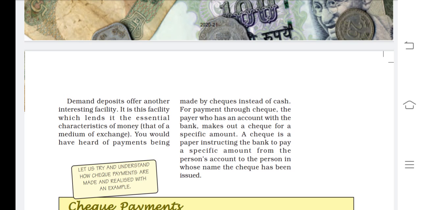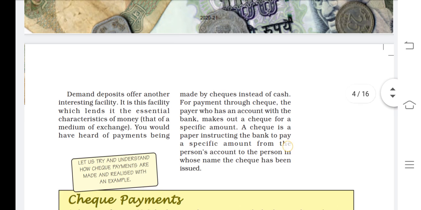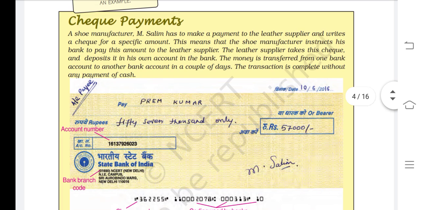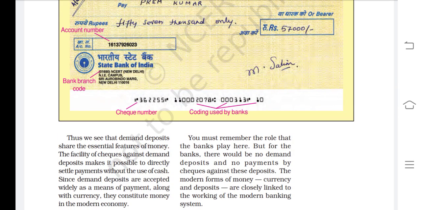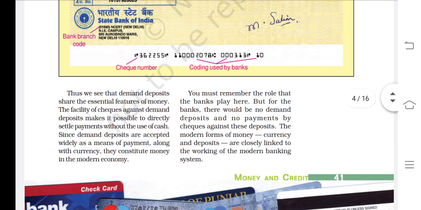A check is a paper instructing the bank to pay a specific amount from the person's account to the person in whose name the check has been issued. You give the check to the bank and they give you the amount of rupees you want. For example, here a check is shown, drawn on State Bank of India. The account number is given, the amount of rupees is also here, then the check number and the coding used by banks. We see that demand deposits share the essential features of money.